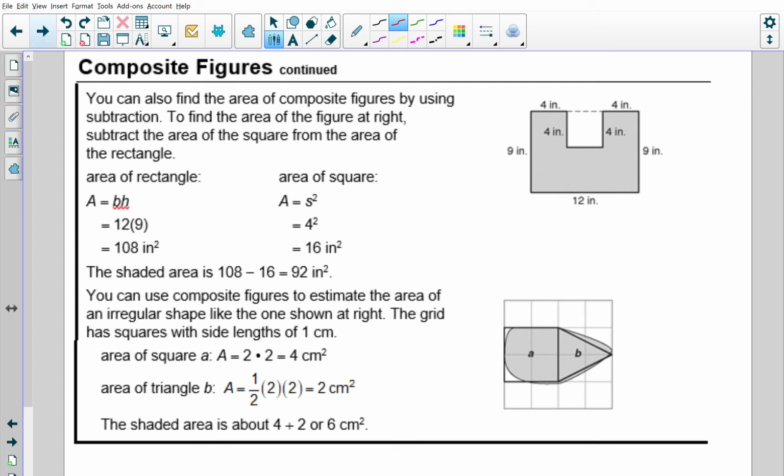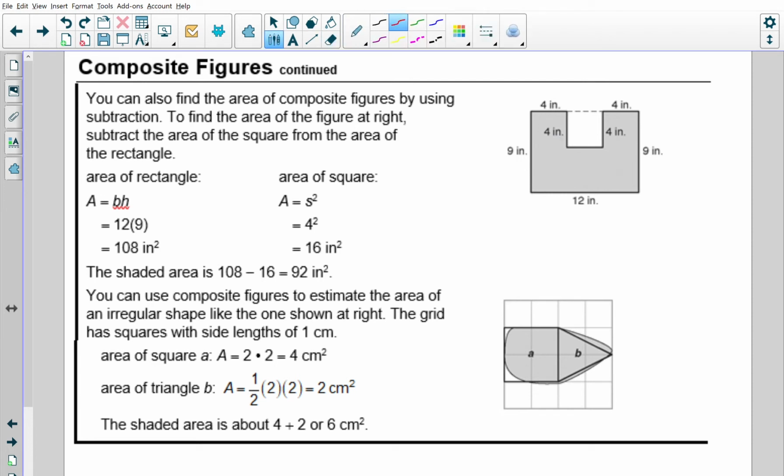So this is talking about two more methods. One is by subtraction, where you see here the shaded in part to the right is what they're looking for. Well, instead of cutting this up however you would want, two squares and a big rectangle, adding those up, you can totally do that. That's what composite figures is all about.